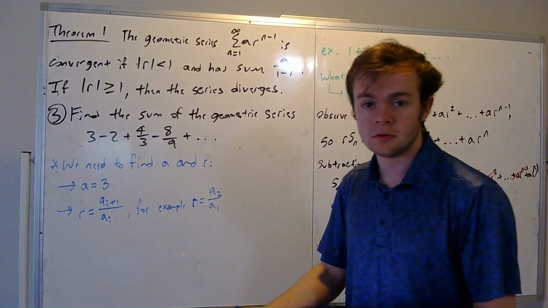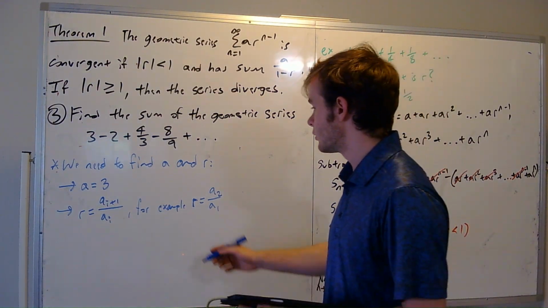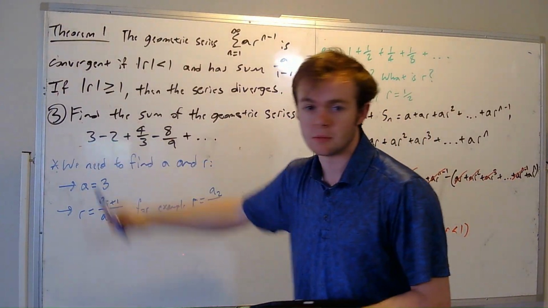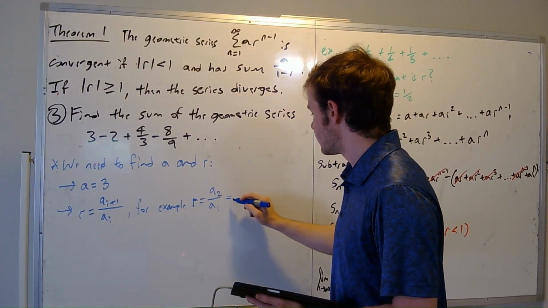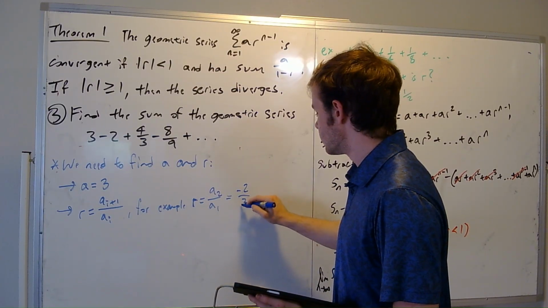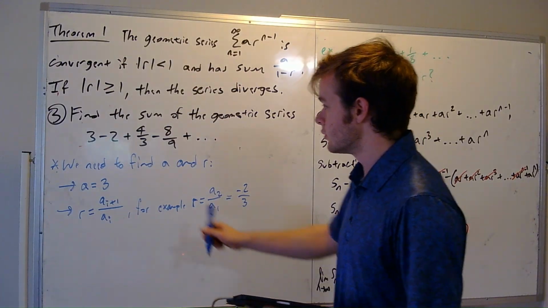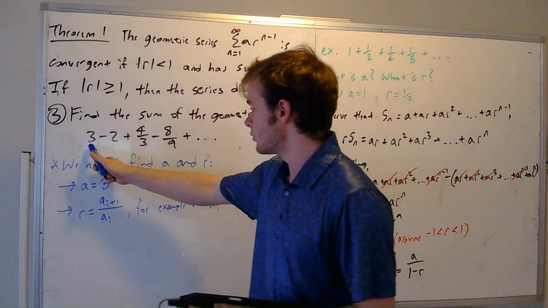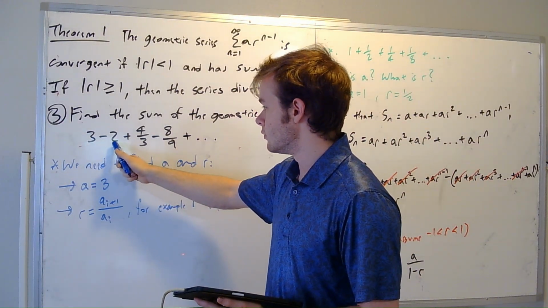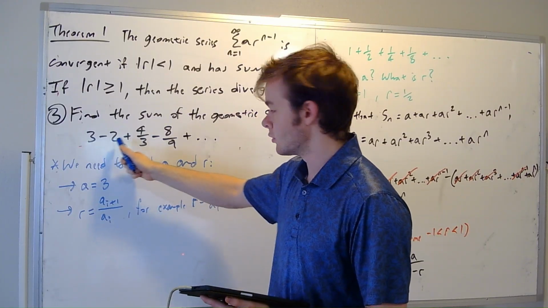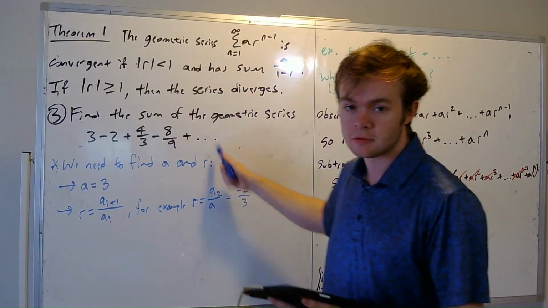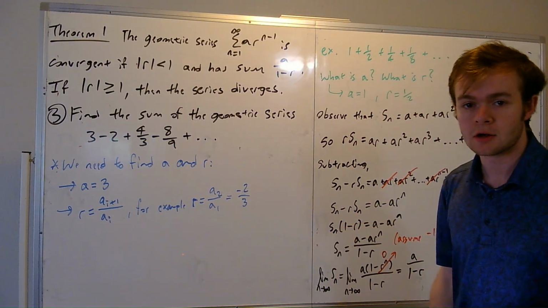Right, so if you just pick two consecutive terms to do this with, then you're always going to get the same answer. So let's just take the second term over the first term. So that's negative 2 over 3. So that tells us to get to each next term, we multiply by negative 2 over 3. So this times negative 2 over 3 gives us negative 2. This times negative 2 over 3 gives us this, and so on. Right, so we've found our common ratio.